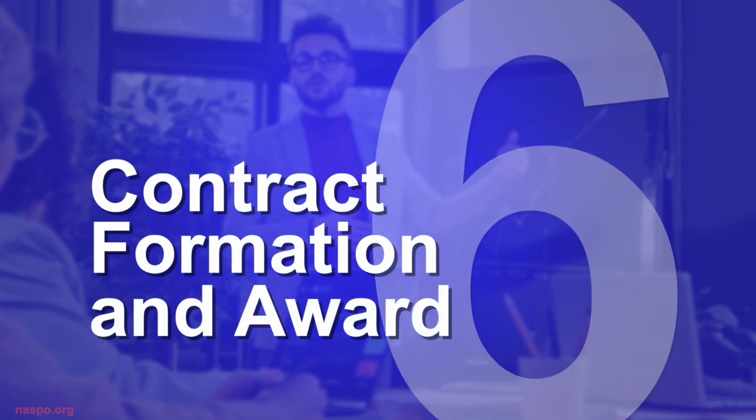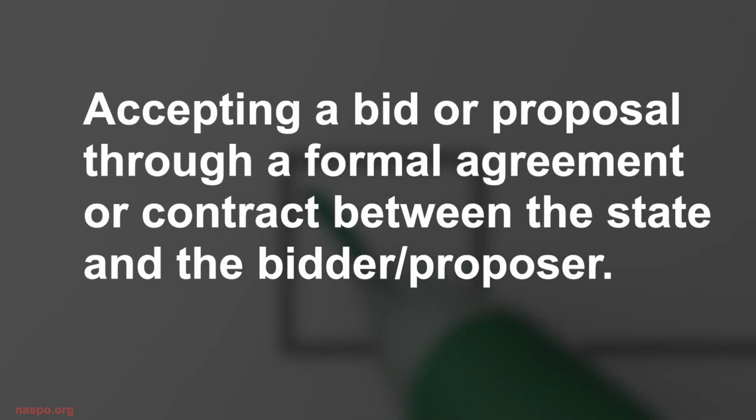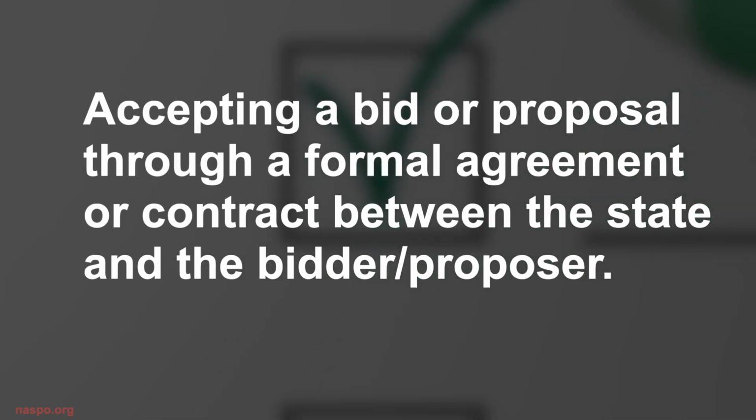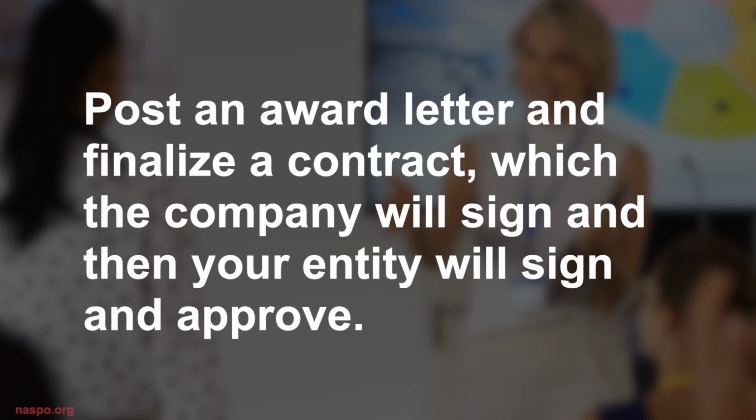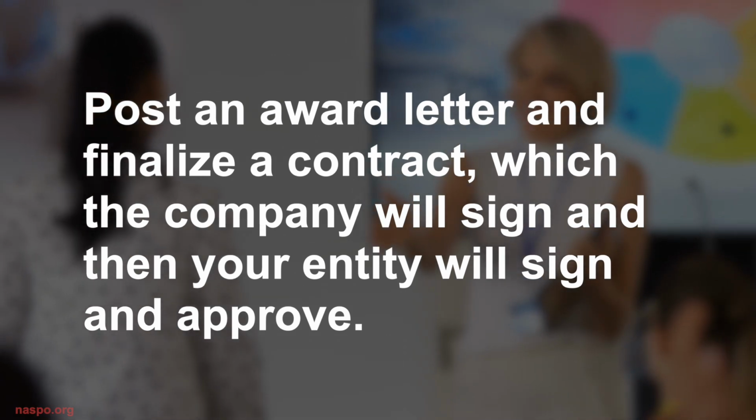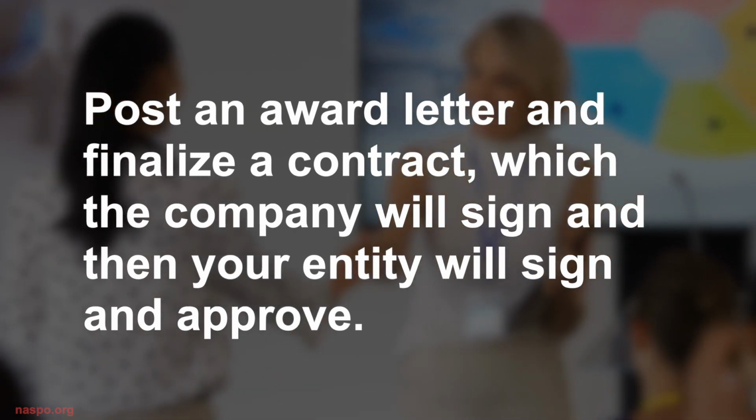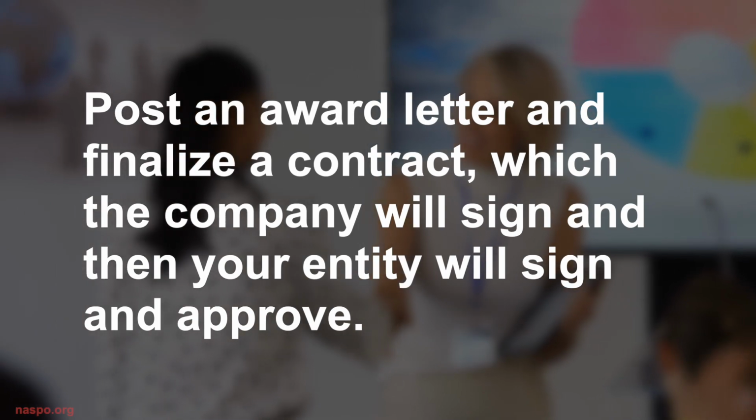Contract formation and award. Once the evaluation and negotiation steps are complete, a contract is finalized and awarded, which means accepting a bid or proposal through a formal agreement or contract between the entity and the bidder or proposer. You have determined the company who will be providing your entity's office supplies, so you post an award letter and finalize a contract, which the company will sign, and then your entity will sign and approve.